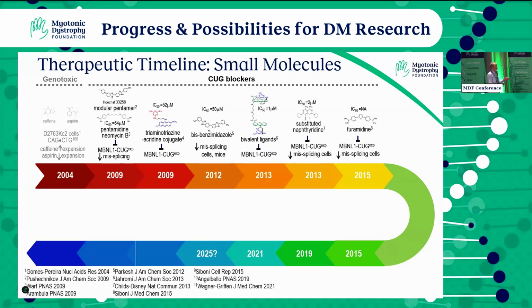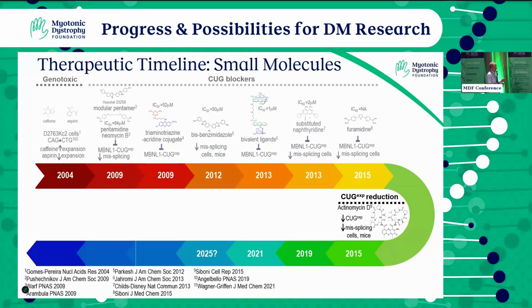Bivalent ligands came in after that in 2013, followed by substituted naphthalene in late 2013, and then development, which is progression from the 2009 discovery of pentamidine to furamidine, which also had an effect of blocking MBNL CUG interactions and remediating splicing. That then moved into another era of 2015 also of looking at actinomycin D.